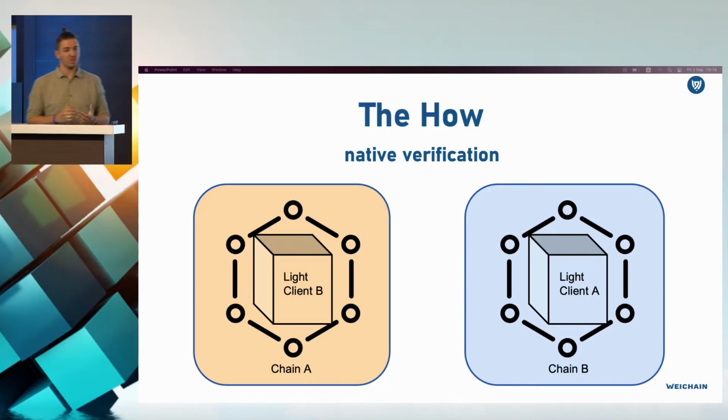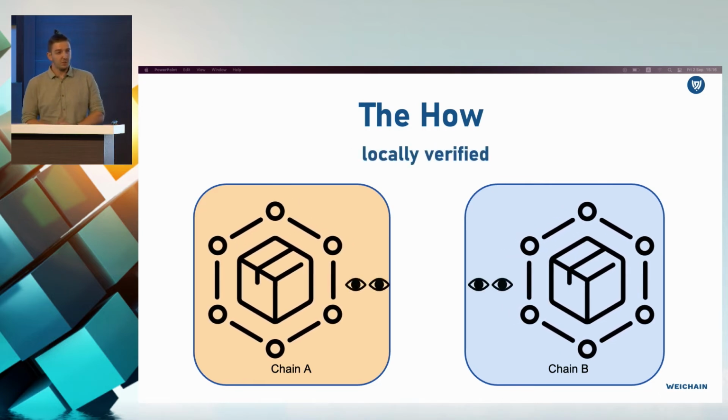So the bridge is as secure as the chain is, which is the most secure way. Now the downside to this method is that you cannot generalize it because each chain has their own consensus algorithm. They have their own rules. So you have to implement a light client solution for each and every chain, which can be really expensive and not very scalable.